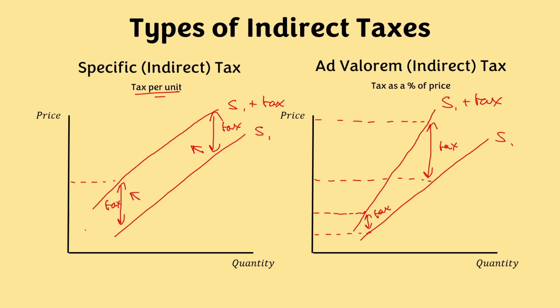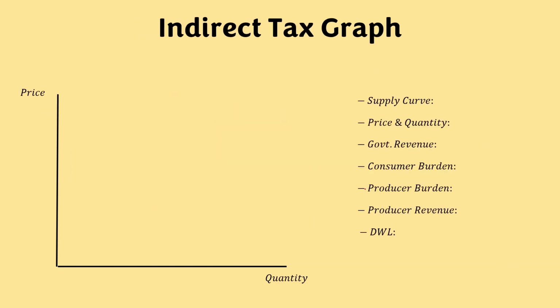Whereas if we do this for the specific tax, we can see that the amount of the tax will be roughly the same, okay? Perfect. And so, an ad valorem tax is a tax as a percentage of the price, okay? So let's say a good example of this is VAT, right? VAT, which could be 20%, right? So yeah, perfect. Now let's look at the impact of an indirect tax on the graph in more detail, okay?